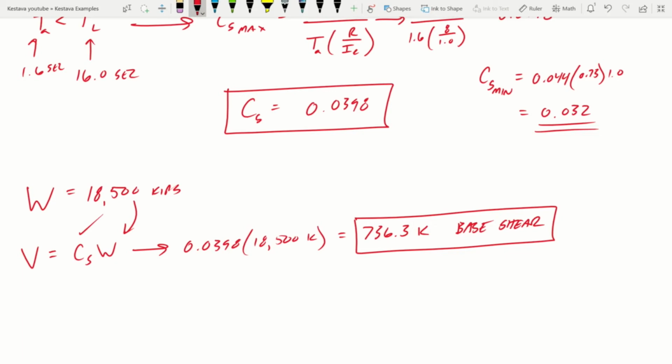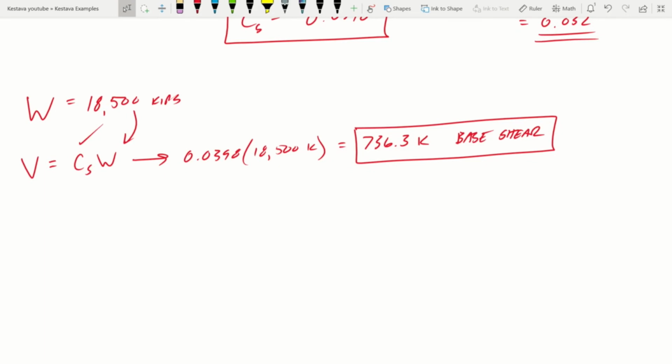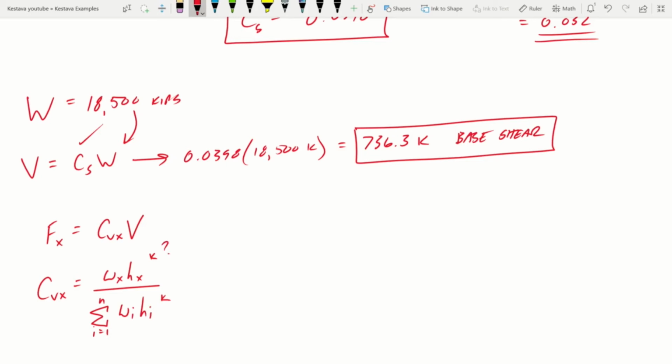And to do that, we're going to jump over to equation 12.8-11 and 12.8-12, where you have the following. F sub x equals C sub vx times V, which is our base shear, and C sub vx is going to equal w sub x times h sub x raised to the k, all over the summation from i equals 1 to n, for your number of stories, of w sub i h sub i raised to the k. This is just some nomenclature, mathy stuff here. Don't really worry about it too much. All right, well, first, the only thing we don't have is k.